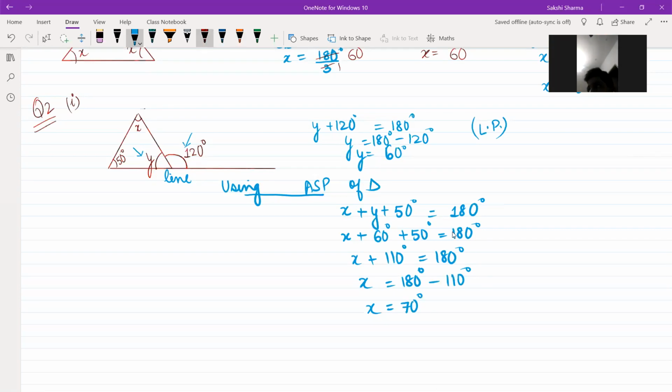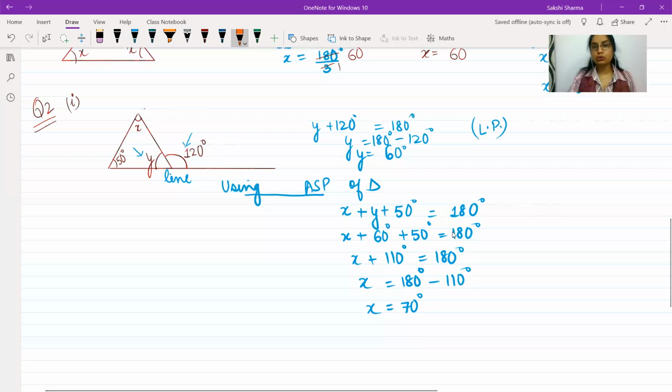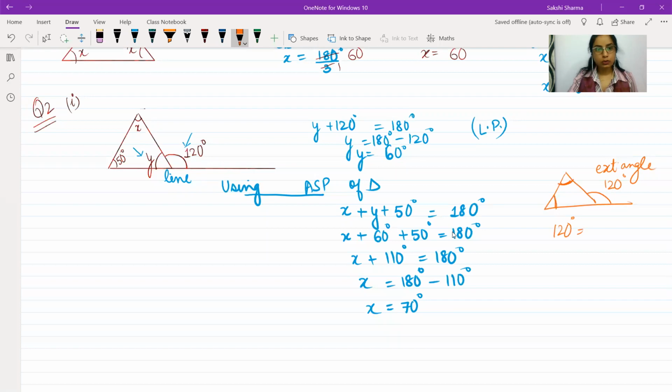Now, as Gagan has mentioned, you could also use the exterior angle property of the triangle. If we use the exterior angle property, take a look. This 120 degree angle is the exterior angle. If you can remember what the property says, its value is equal to the sum of the interior opposite angles. So 120 will be equal to the sum of the angles over here and over here. So I have x and 50. So x plus 50 is equal to 120 degrees. This is the exterior angle property. You could also find x using this.